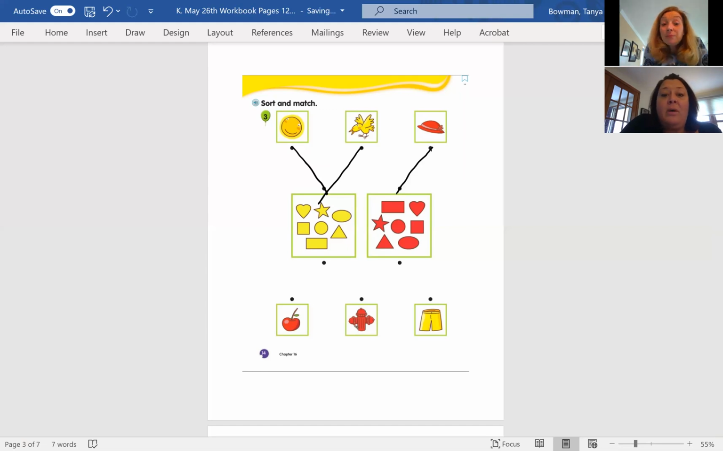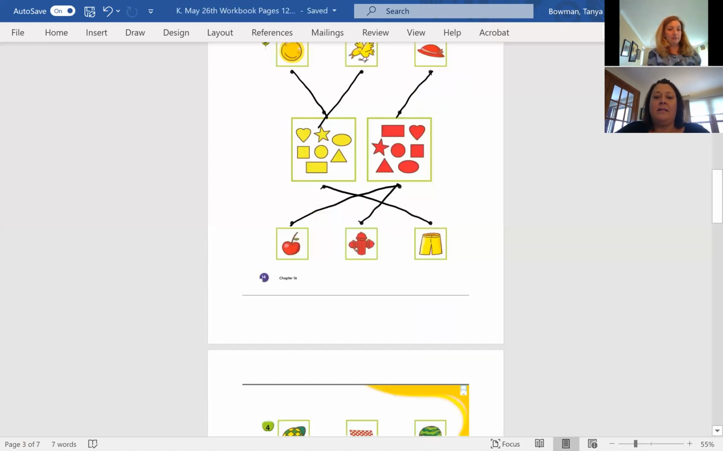be both. But both an apple and cherry are red, so how about we just move it to the red shapes? Perfect. And a red fire hydrant is going to go to the red shapes. Perfect. And a yellow pair of shorts are going to go to the yellow shapes. Perfect. Good job. All right, let's see what's next.